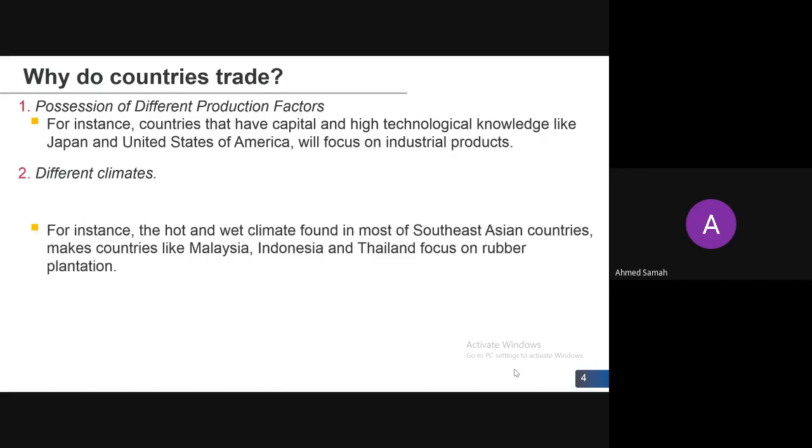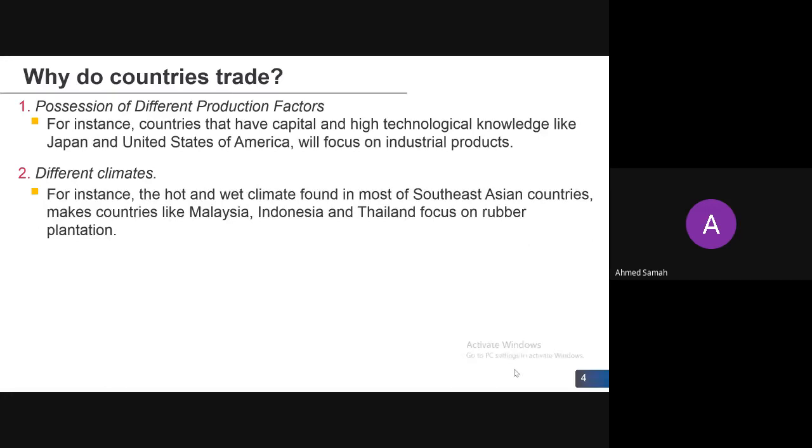Then different countries have different climates as well. For example, Southeast Asian countries like Malaysia, Indonesia, Thailand have a very hot and wet climate, so a tropical environment. Because of that, rubber plantation is really beneficial for them. So that's why different countries need to trade between each other.